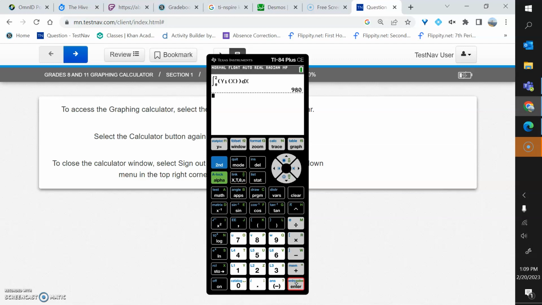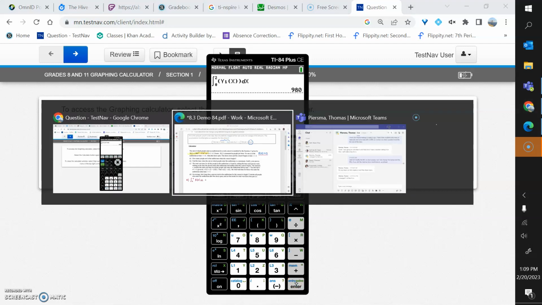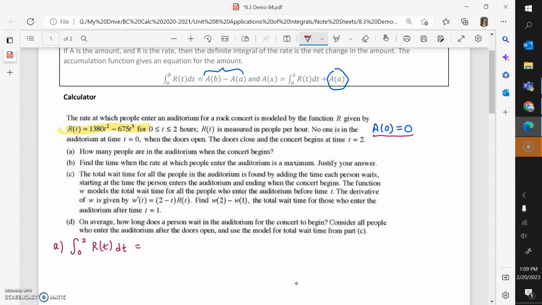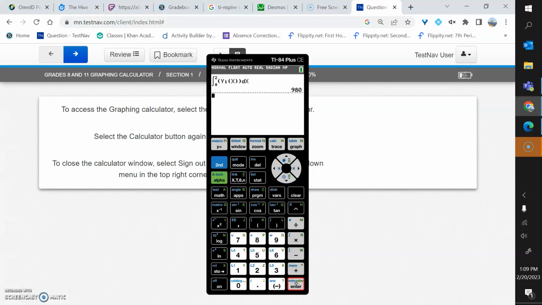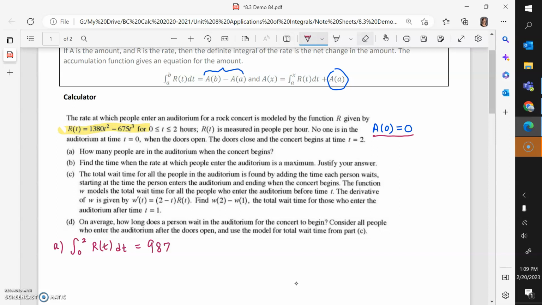Our answer is 980. That is not a rounding value. That is the actual value of the integral. So that means that there are, did I say 987? 980, I forgot the number. 980 people in the auditorium when the concert begins.